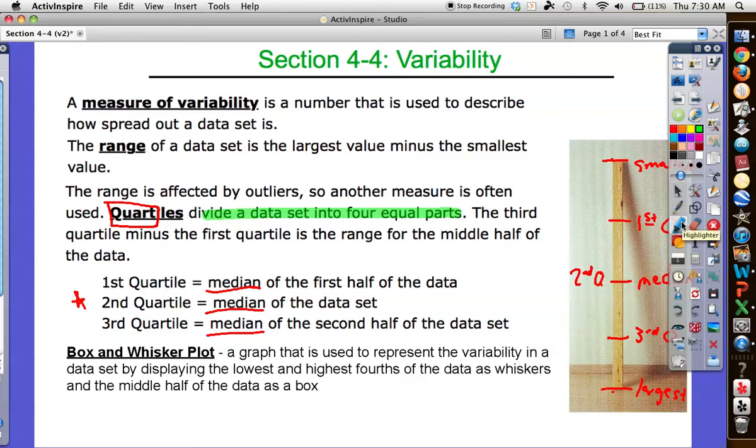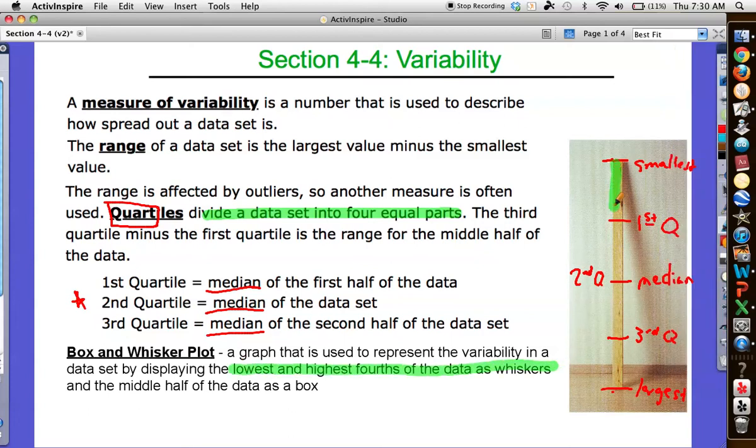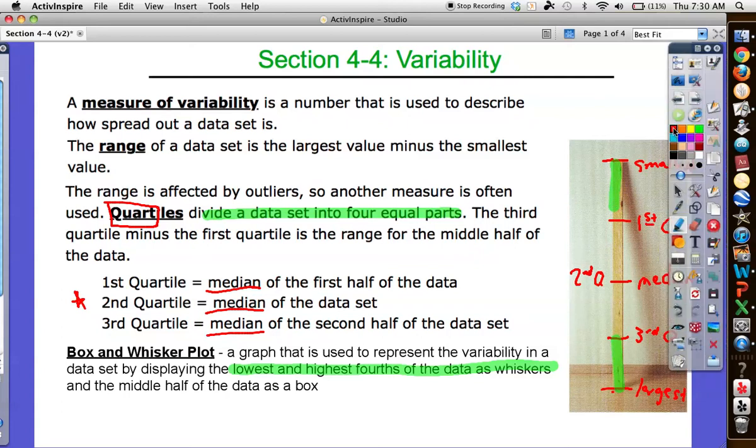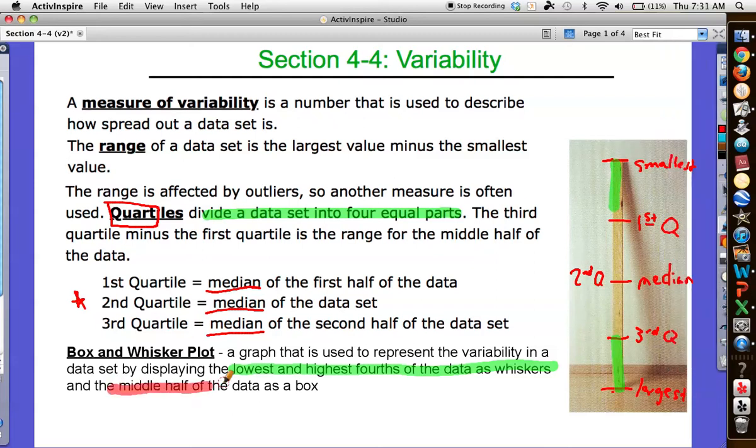Okay? A couple of things here I want you to kind of underline. The lowest and highest fourths, that would be here and here, are whiskers. And then the middle half, that would be from the first quartile to the third quartile, is represented with a box. So you have a box for all this, okay, with the median shown, and then you have two whiskers to show here's going out from the middle half of my data to that smallest and that largest point.